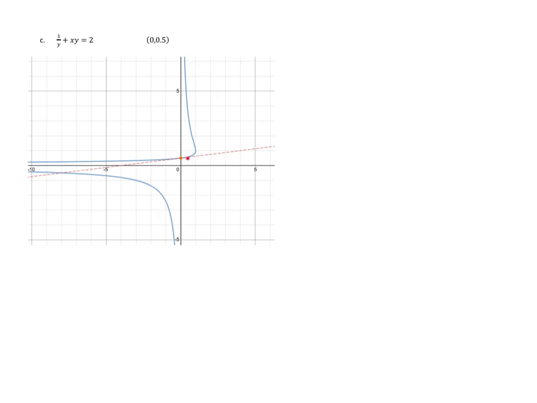Same idea here. What is the slope of this tangent line at the point (0, 0.5)? I need to take the derivative of this equation to do that. So for starters, I'm going to rewrite the equation as y to the negative 1 plus x times y is equal to 2. When I take the derivative, I get negative y to the negative 2 times y prime. Okay, now I have to use the product rule. The derivative of the first is 1. I copy down the second. I then leave the first alone and multiply by the derivative of the second, and that's equal to 0.